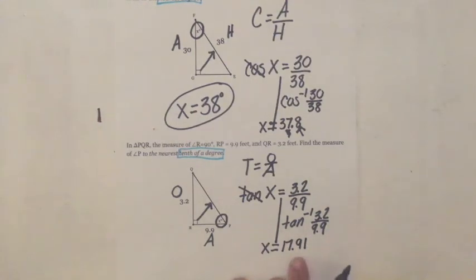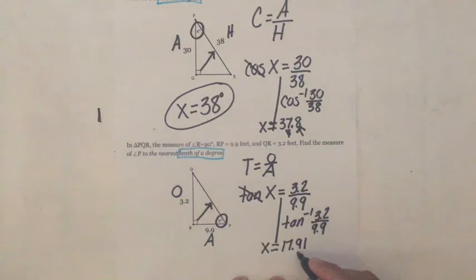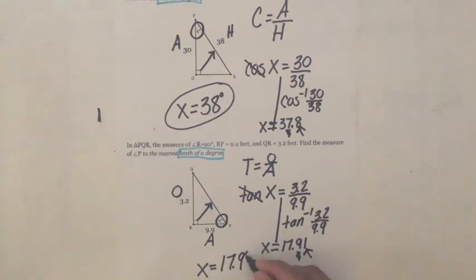So we get 17.91. Now I did an extra number here as opposed to the top example because it says to the nearest tenth. So this is my tenth place. And this 1 is going to tell the 9 what to do. So since it's less than 5, it's going to tell the 9 to stay. So x is equal to 17.9 degrees because we're looking for an angle, right? We're looking for an angle. So the answer is 17.9 degrees.